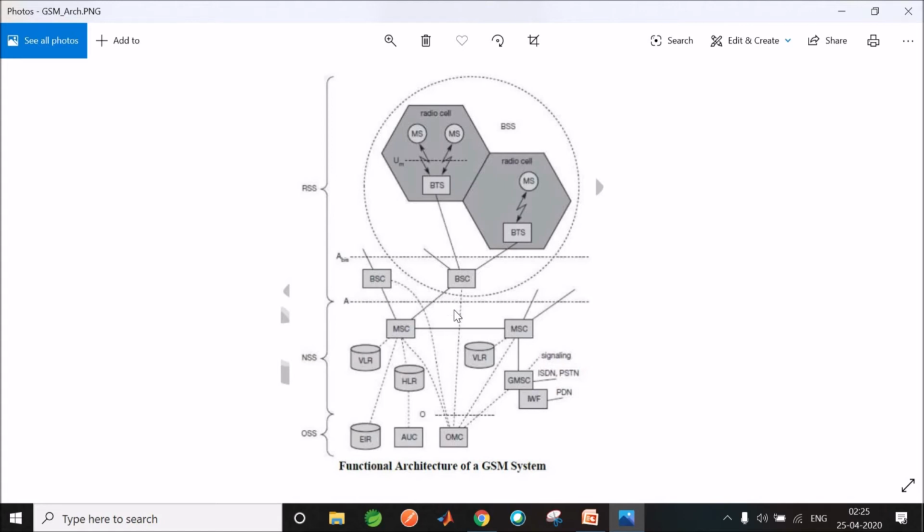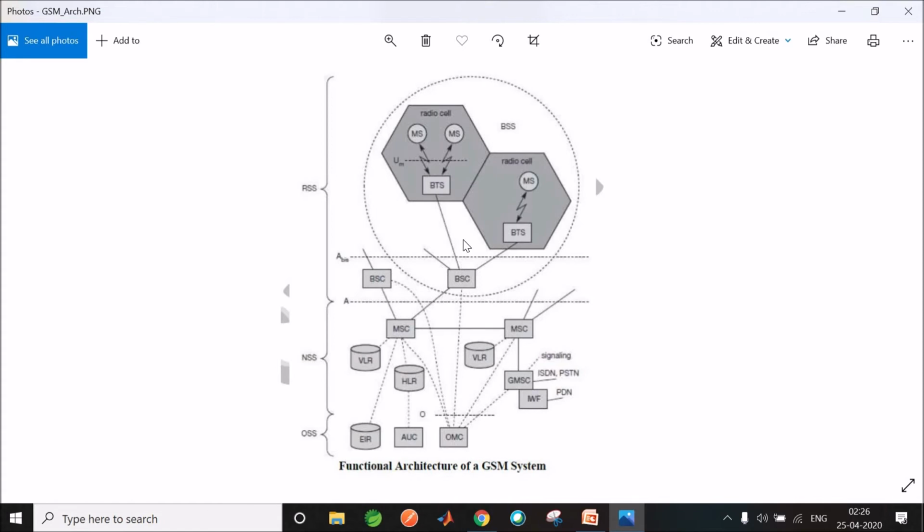And after that, as we go through this, after BSC comes MSC. Similarly, as BSC is parent to BTS, if we consider it in a hierarchical manner, a tree structure, BSC can be considered as the parent of BTSs, several BTSs. Similarly, several BTS are connected to one MSC.